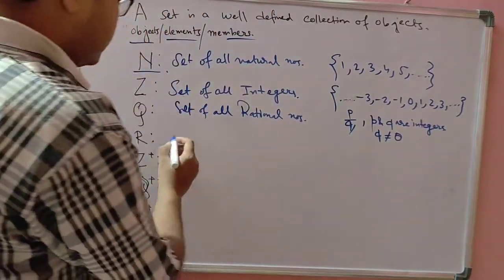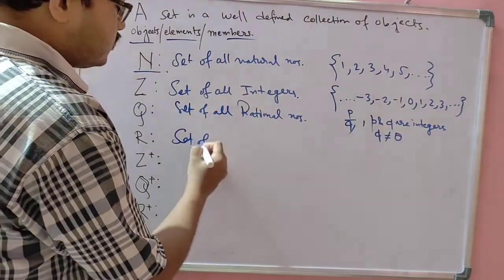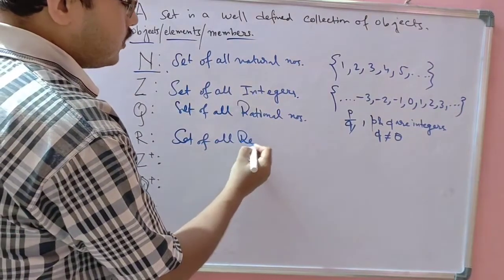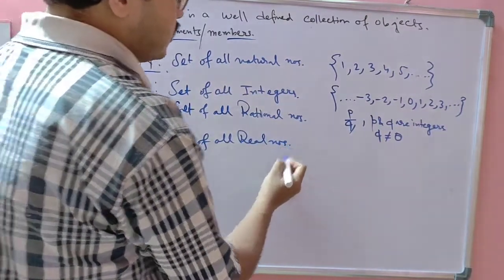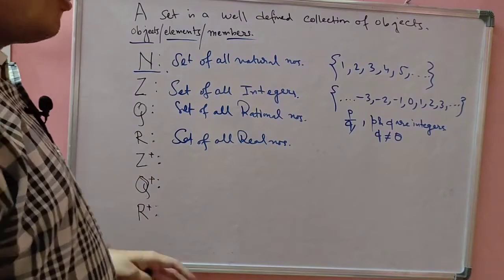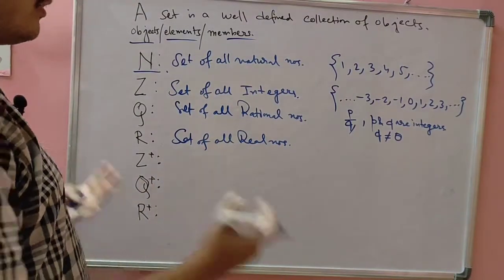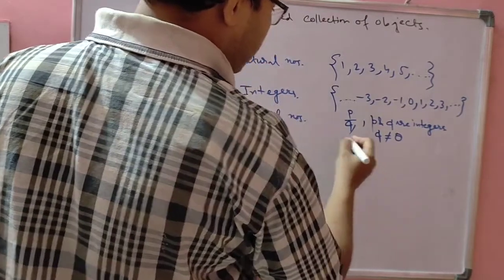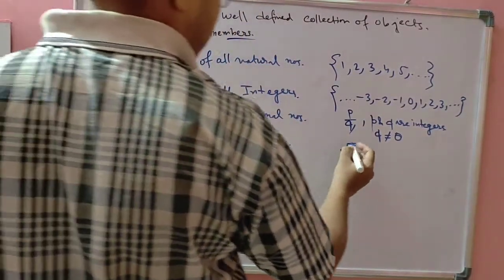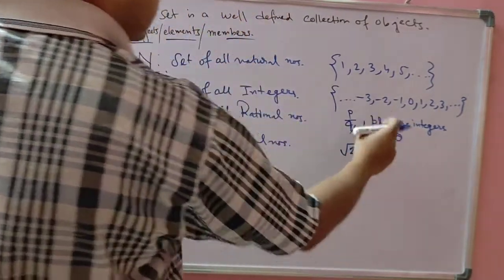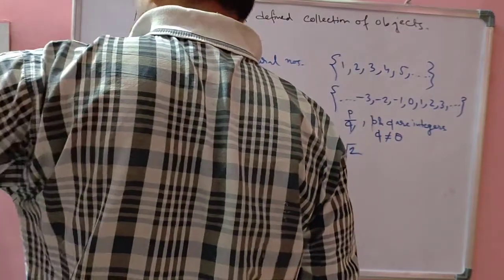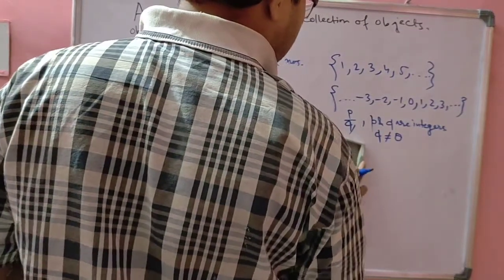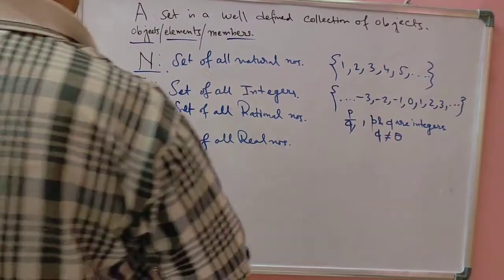R is the set of all real numbers. What are real numbers? Real numbers are all the numbers which are rational and irrational. For example, root 2 is an irrational number. You cannot represent it in the form p by q. So these are irrational numbers. Rational and irrational numbers together are real numbers.